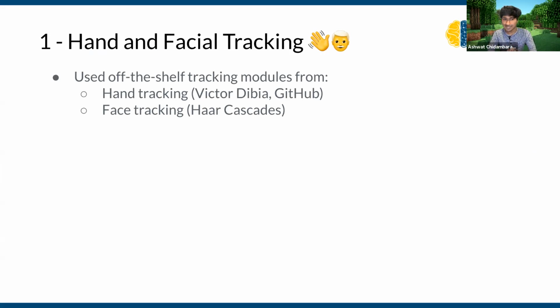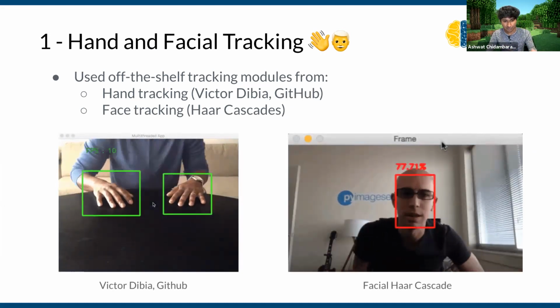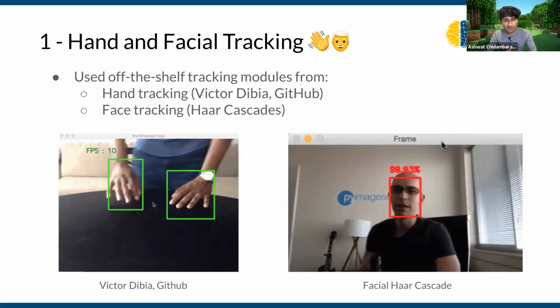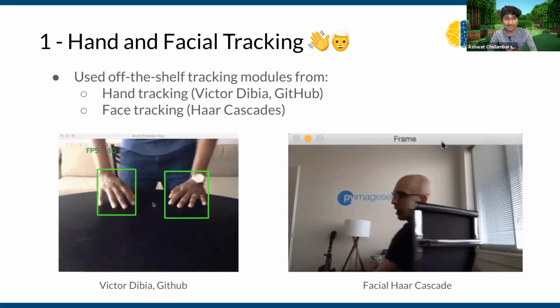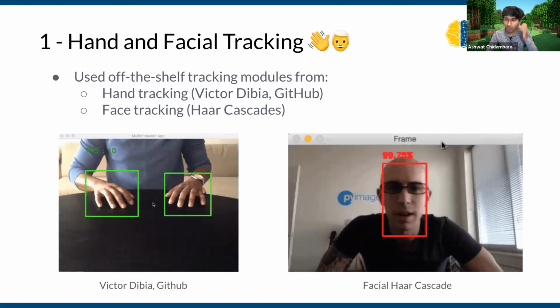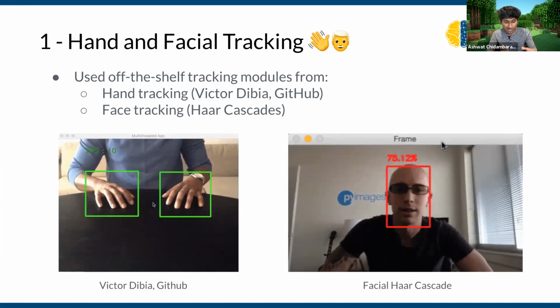So here are some animations showing how this works. On the bottom left is Victor Dibia's GitHub. I believe he trained this using transfer learning on MobileNet v2, and it was definitely really good and a great foundation. And on the bottom right, we have the Haar cascades for facial detection. We use both of these as a foundation to build off of.